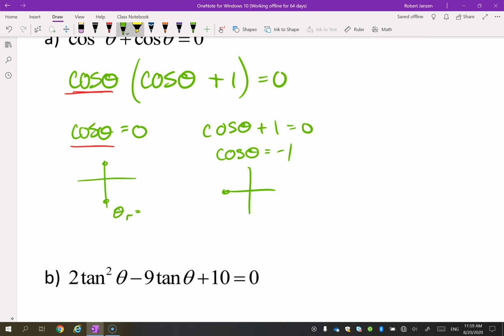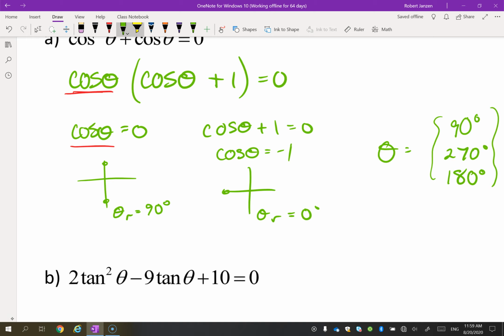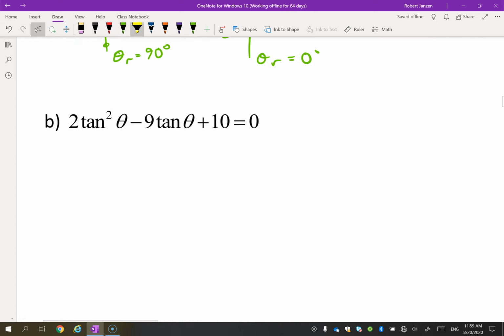So what's my reference angle? My reference angle here is 90 degrees. My reference angle here is 0 degrees. So I get 90, 270, and 180. Does it matter what order you write them in? It doesn't. It's nice if you do them in order, but you don't have to.